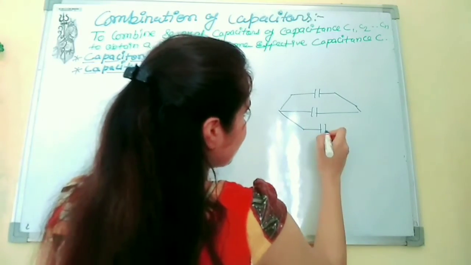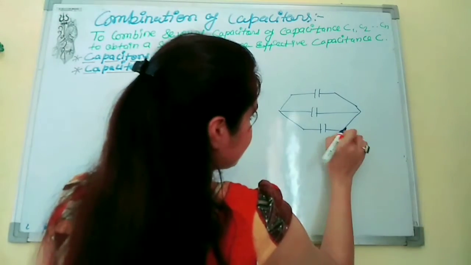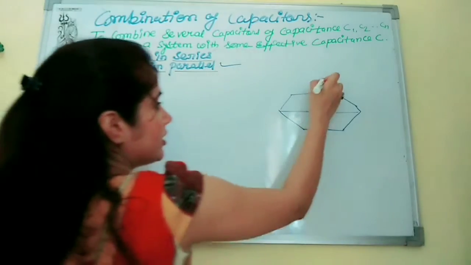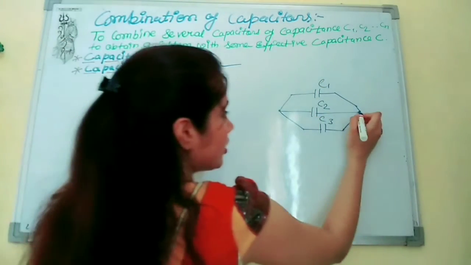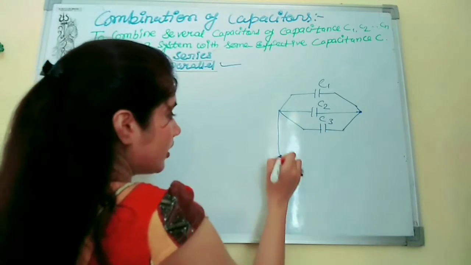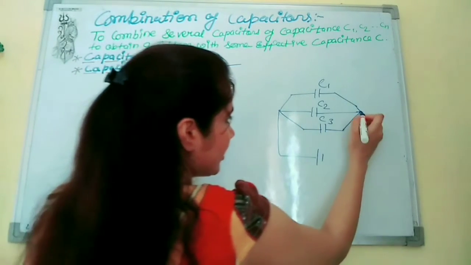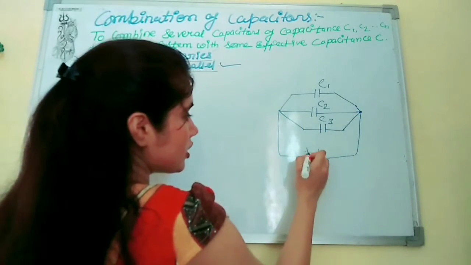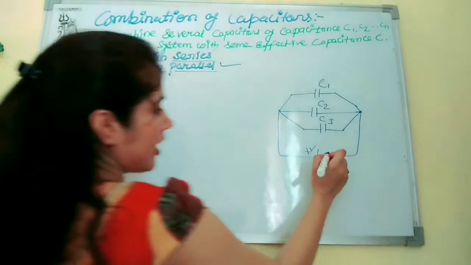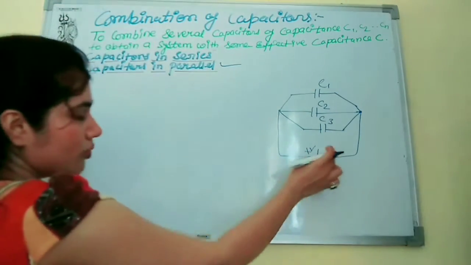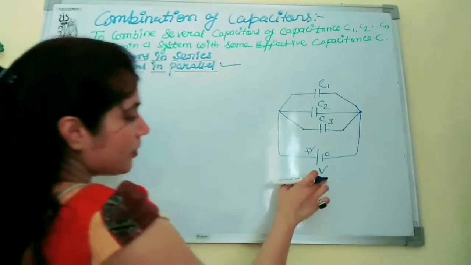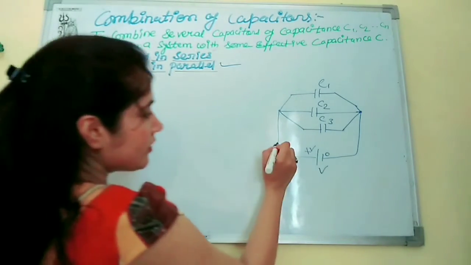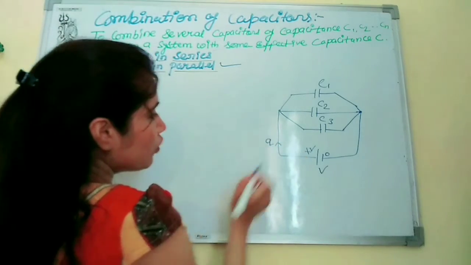Here we are taking three capacitors and connecting them in parallel: C1, C2, and C3. These are the two terminals. Here we are connecting a battery. This is the positive, high potential, and this is zero potential, low potential. So the potential difference will be V. Because of this potential difference, charge Q will flow.